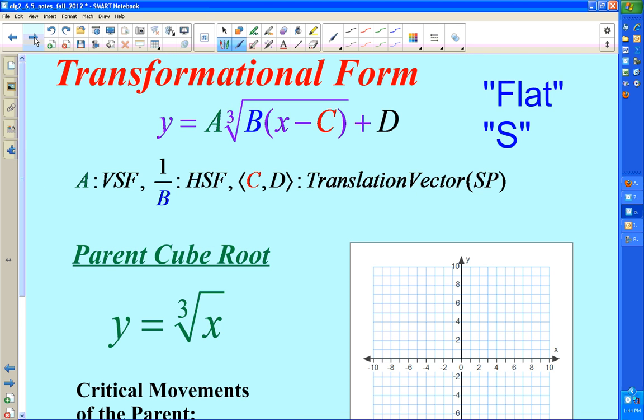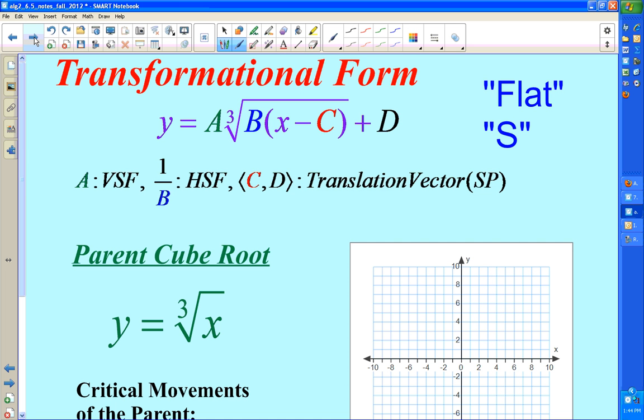Here's what the cube root function looks like. You'll love the graph of this. This is what it looks like in transformational form, A, B, C, D. It's a flat S. And that's something you want to just put into the hard drive. So when I ask you to graph any cubed function, your graph should be a steep S, and the ends should be pointing up and down.